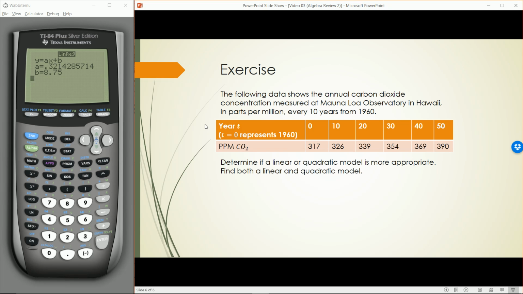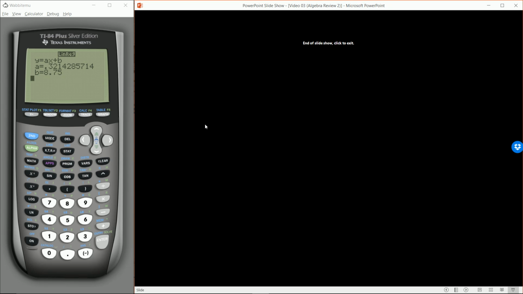So we want to determine if this is linear, quadratic, or more. So if you do a quadratic, you'll get this bottom one. If you do a linear, you'll get this top equation. So hopefully that helped you refresh some things.